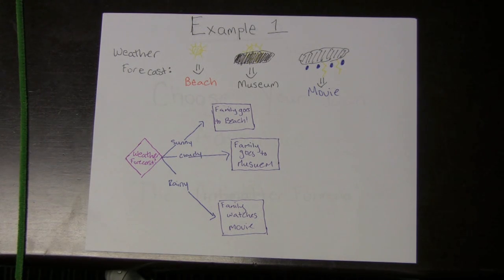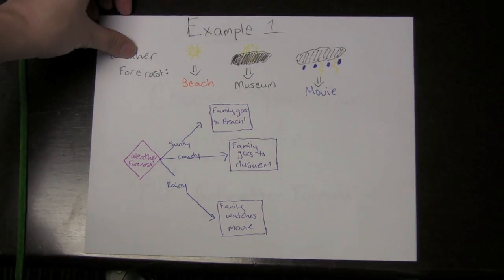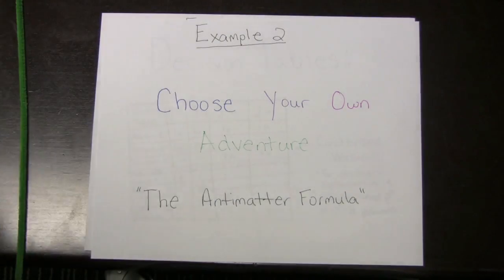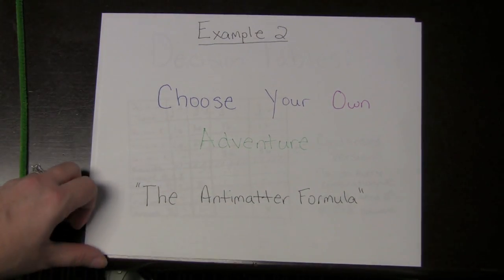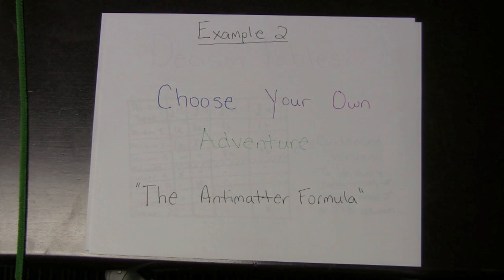Decision trees give you a visual way to represent these choices, and they're easy to review. However, this simple example doesn't really do it justice. So, for another example, do you remember those Choose Your Own Adventure books from when you were a kid? Or perhaps reading them to your kids? These Choose Your Own Adventure books present the readers with choices every other page or so, where the reader gets to choose the direction in which the story will go. I took one of these books, the Antimatter Formula, and modeled it into a decision tree, which we can see here.